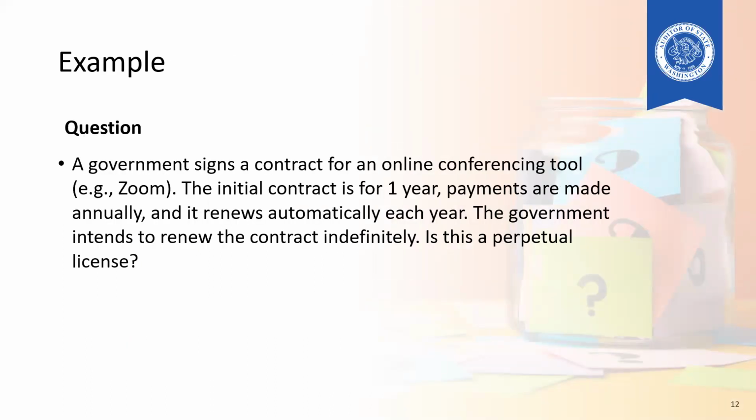So let's test our knowledge. In this example, a government signs a contract for an online conferencing tool like Zoom. The initial contract is for 1 year. They make payments each year, and the contract automatically renews each year. The government intends to renew the contract indefinitely. Is this a perpetual license?